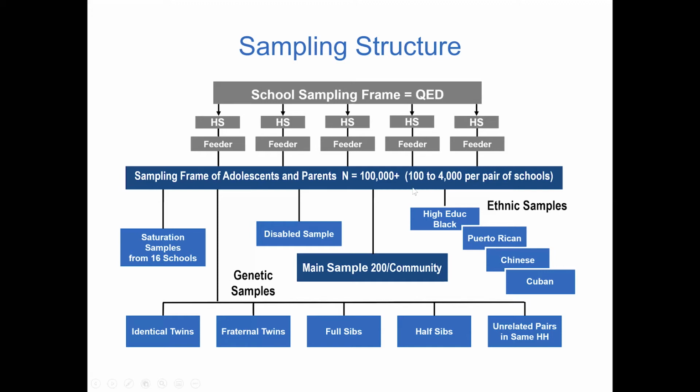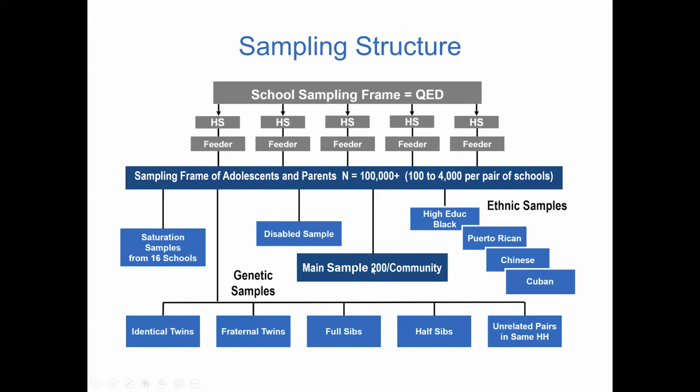But then when we selected the individual adolescents, we used the school rosters that were given to us. And then we selected adolescents from these school rosters. And I think I mentioned this in the plenary. We have this main sample or core sample where we selected 200 students from each of these pairs of schools.